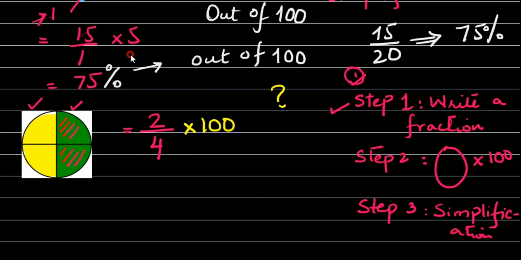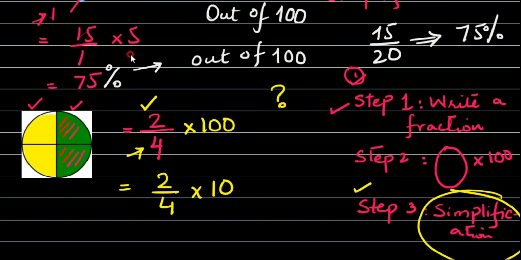Why? Because I know 2 parts out of 4 are shaded, but how can they be out of 100? So for this you need to multiply by 100. What is the next step? The last step says you have to simplify your answer now. So this is the time to simplify your answer. You can start cancellation. How can you cancel any fraction? You can easily cancel a fraction by taking the highest common factor.